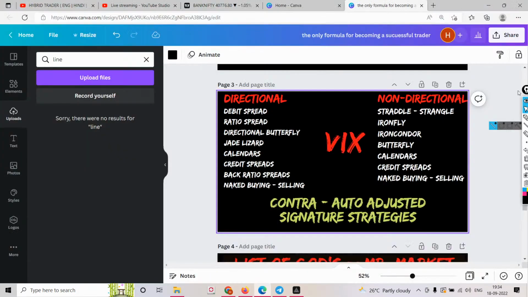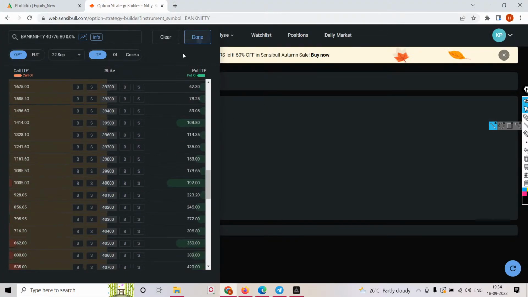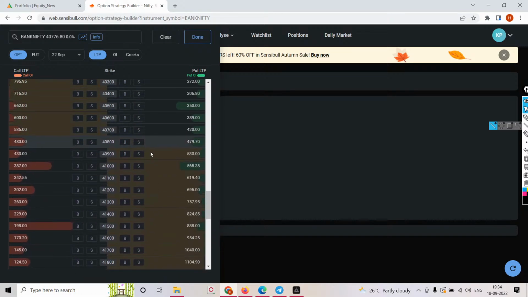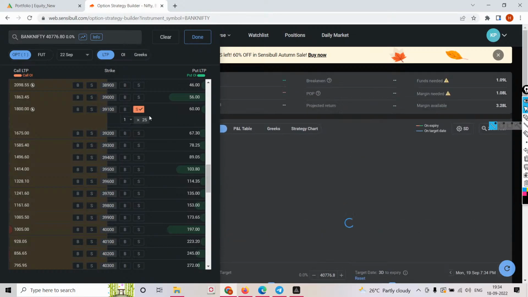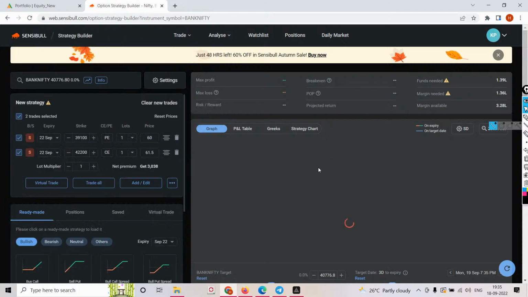Okay, let's cover this thing as part of the direction. I think that would be easy, and then you can go for calendars also, just in case your view is non-directional. So you can just go for the calendars. See, I'll tell you one thing, how the calendar looks is simple. Calendar is simple, friends. Let's say you are going for 60 rupees sell, and 60 rupees sell. That's it. So this is your calendar. This is your triangle.